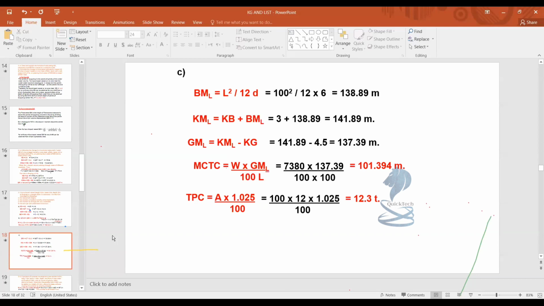Here BML, BM longitudinal, value is 138.89 meters. KML, KM longitudinal, is equal to 141.89 meters. GML, GM longitudinal, is equal to 137.39 meters. MCTC is equal to displacement into GM longitudinal divided by 100 into length of vessel, equal to 101.394 meters. Thereby we get the TPC as 12.3 tons.